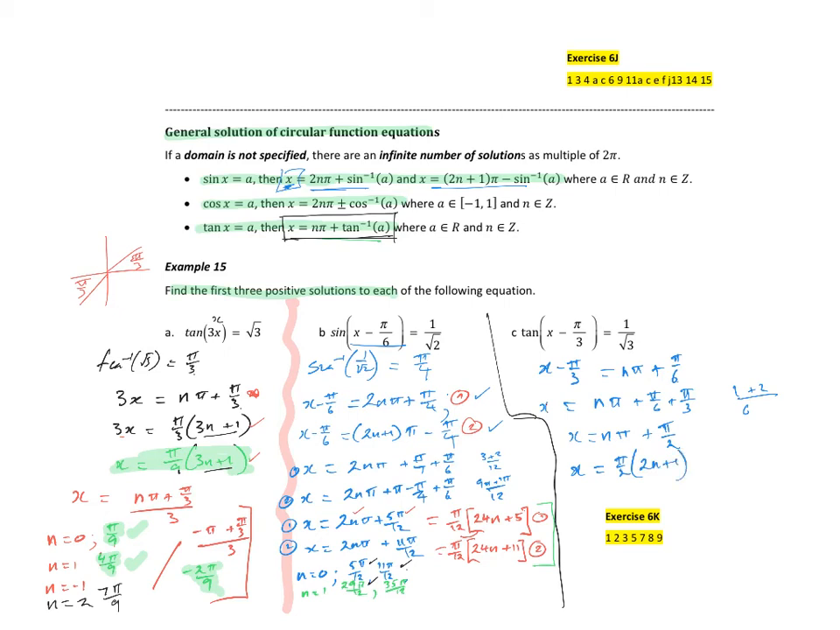All right, so again, there's my general solution. If I want the first three positive solutions, I put n equal to 0, I get pi on 2. n equal to 1, I get 2 plus 1 is 3, 3 pi on 2. And if I get n equal to 2, I get 4 plus 1 is 5, 5 pi on 2. Okay, so my first three positive solutions.